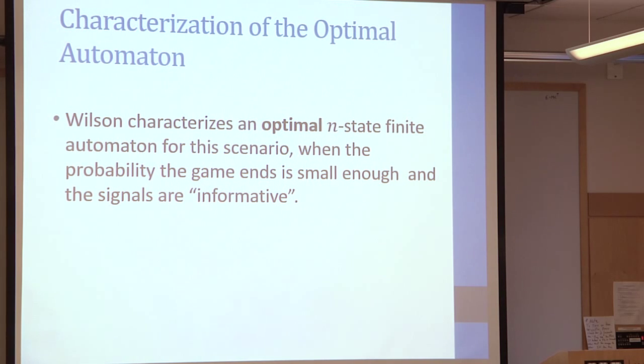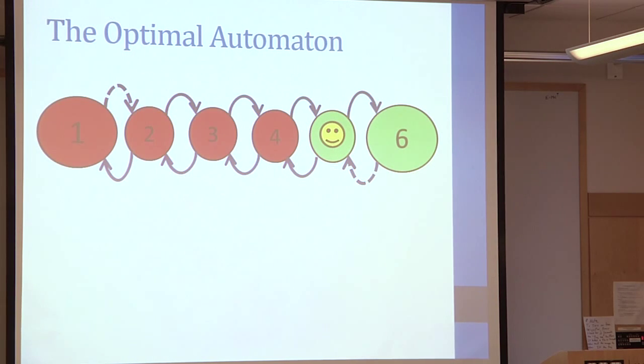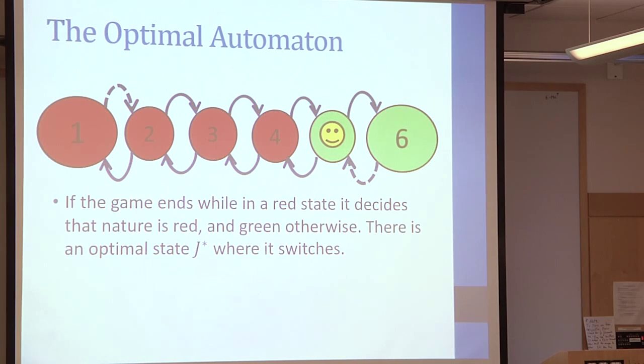Okay? And let me describe it. She does that given that the probability the game ends is small enough and that there is some information in the signals, right? If there's no correlation between the signals and the state of nature, there's nothing you can do. And let me tell you what the optimal thing to do is. It's pretty simple, surprisingly. You put the states linearly. You number them 1 to n, and you never jump over states.